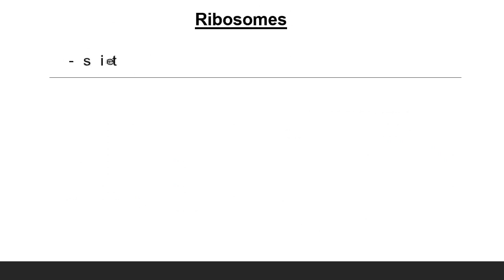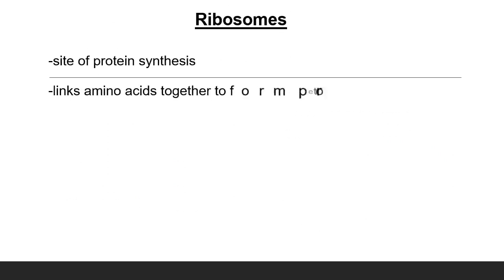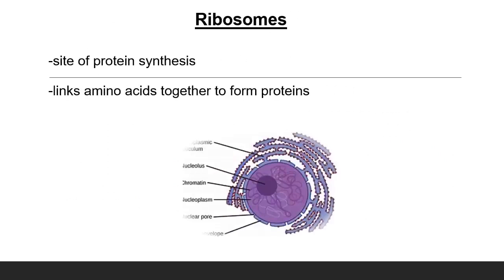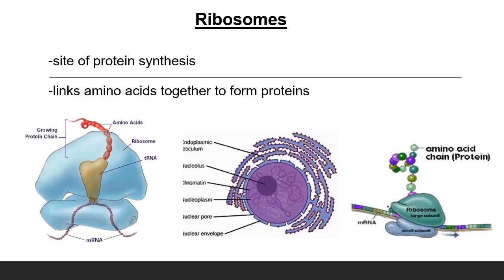We also have ribosomes, which are commonly located within the cytoplasm. The ribosomes are the site of protein synthesis. They also serve as a link between amino acids to form proteins.